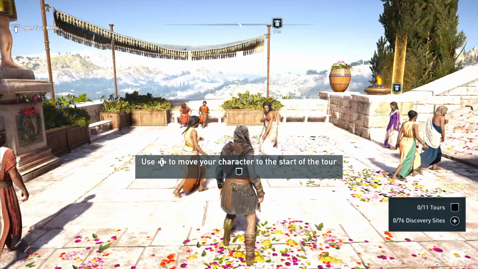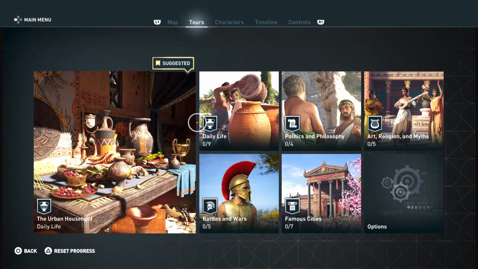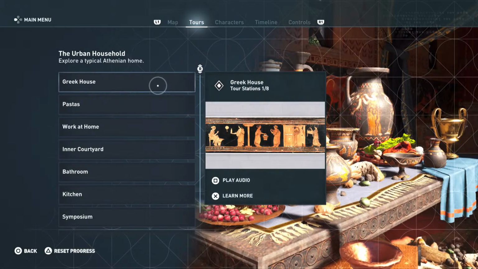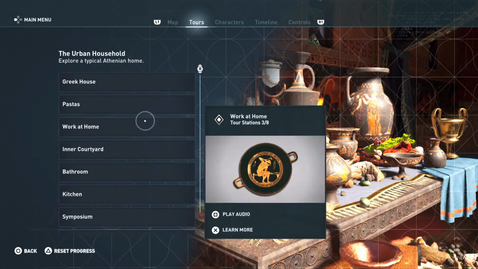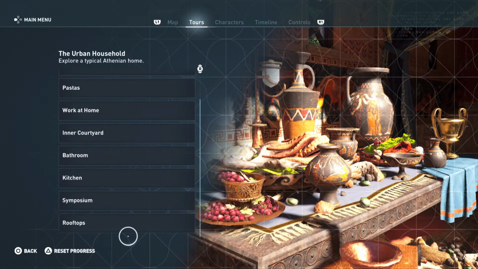Alrighty, let's get into it. So basically, like I said before, there's all these different tours. This one says suggested. It's an urban household. There's an exploration of a typical Athenian home. It takes about 16 minutes to get into. You go through a Greek house. It shows the pastas, work at home, and you play all these different audios and things like that.